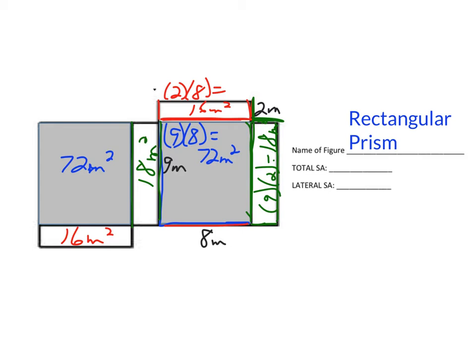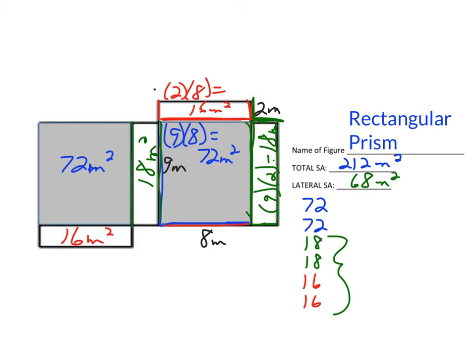So now let's get our grand totals. When I add them all up, I get a grand total of 212 square meters, and that's the total. Now, if I just add up this portion, meaning not the shaded in regions, not your bases, you get your lateral surface area, which is just 68 square meters, because that's the red and the green portions only, not your bases. Now pause the video and try the one that looks just like this, but different numbers.